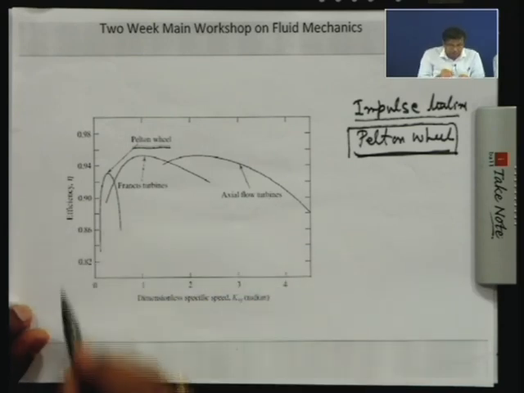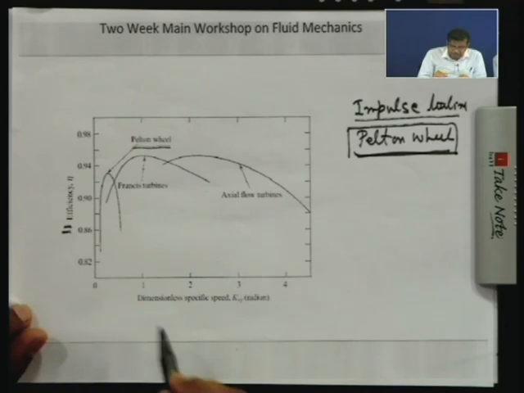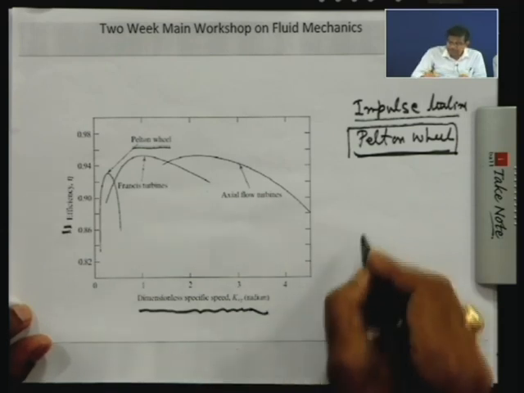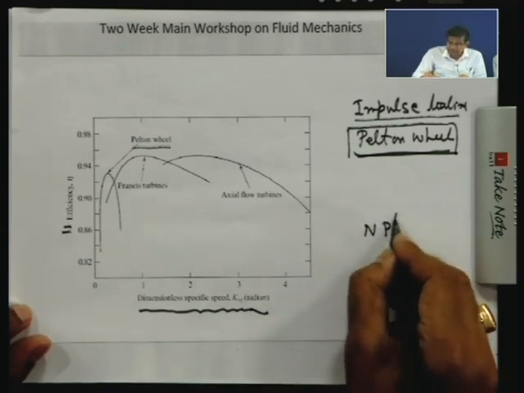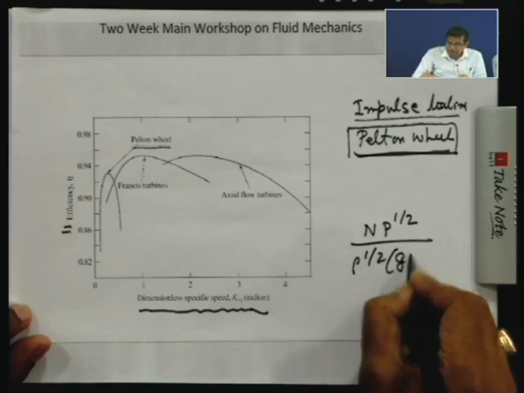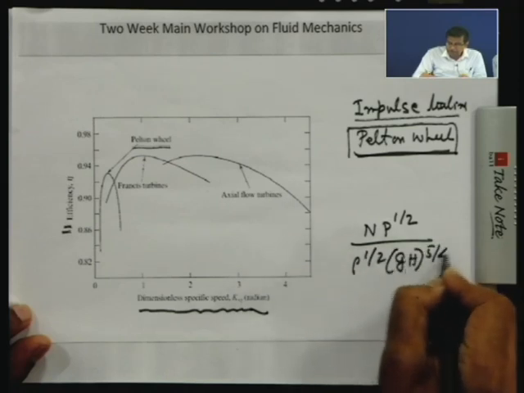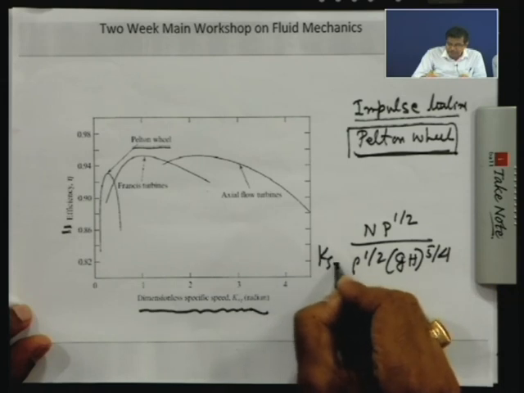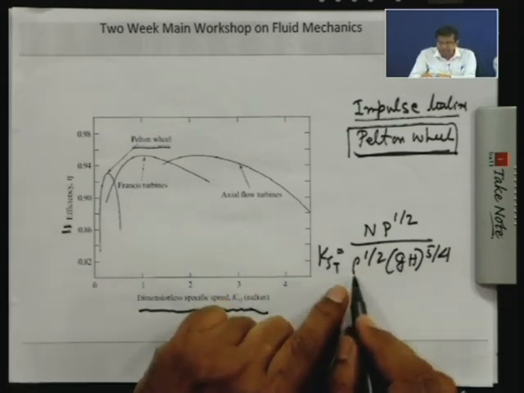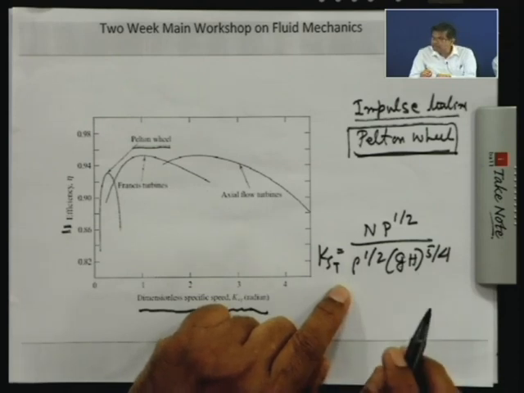What is shown here is the efficiency of each turbine versus the dimensionless specific speed, not the dimensional one, that means N P to the power half, rho to the power half, g h to the power 5 by 4. If you remember, this curve represents that; it does not matter if you take out g and rho, it is the dimensional specific speed.